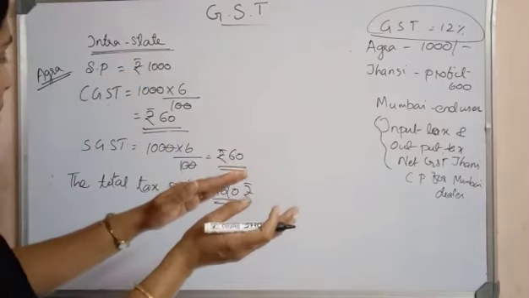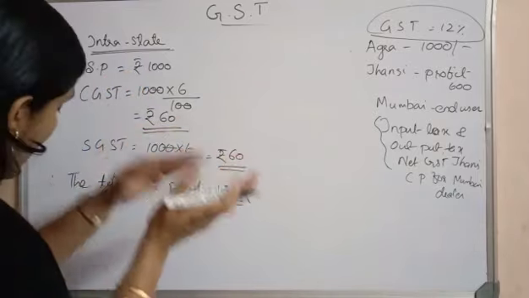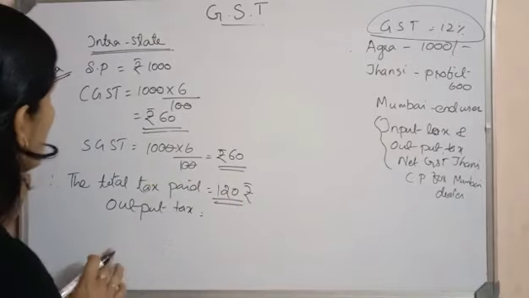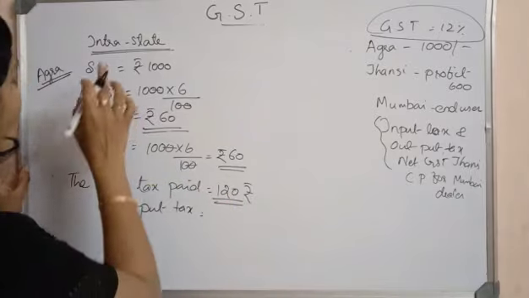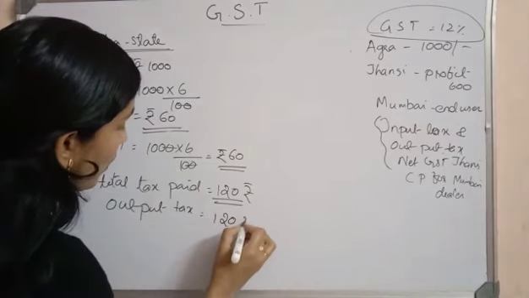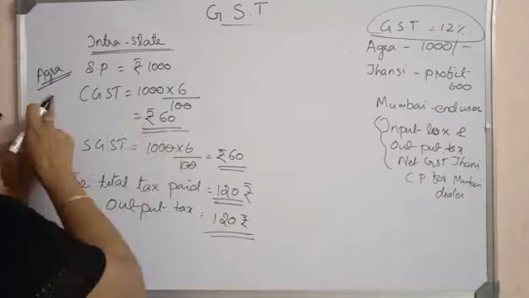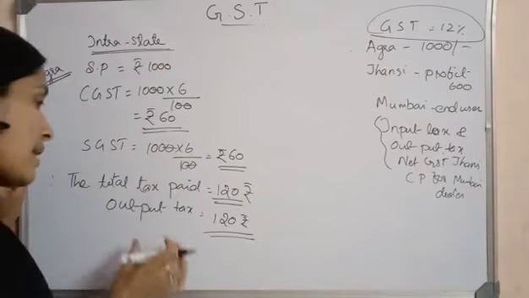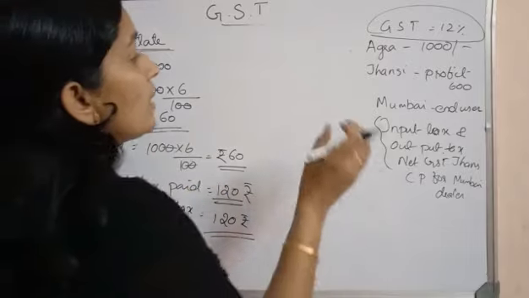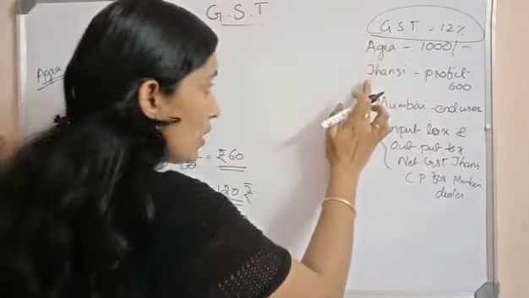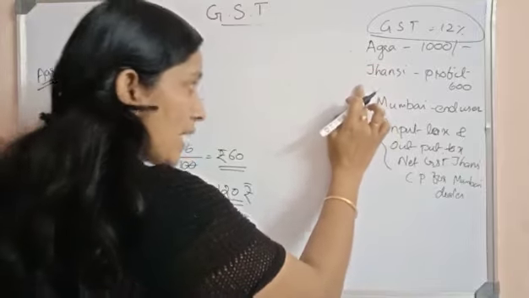That means the sale was happening there. So the tax paid on sale is the output tax. We have seen that the tax paid on sale is the output tax, and that is same as rupees 120 here. That is for the dealer in Agra. And the output tax for the dealer in Agra is same as the input tax for the dealer in Jhansi, because the transaction is happening from Agra to Jhansi. Both are in the same state.